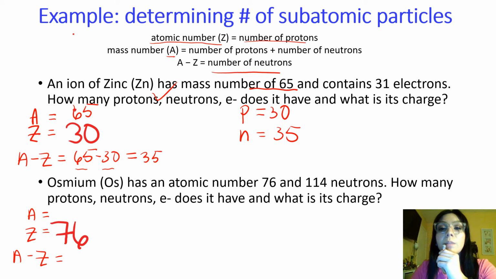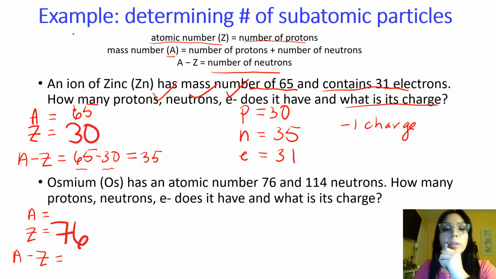Finally, the problem actually tells us we have 31 electrons, so we can go ahead and write that in. And then the last question is asking what is its charge. So we know that we have 30 protons, we have 31 electrons. We have one extra electron compared to protons. That means that you're going to have a -1 charge because we know electrons are negatively charged. So this will have a -1 charge.